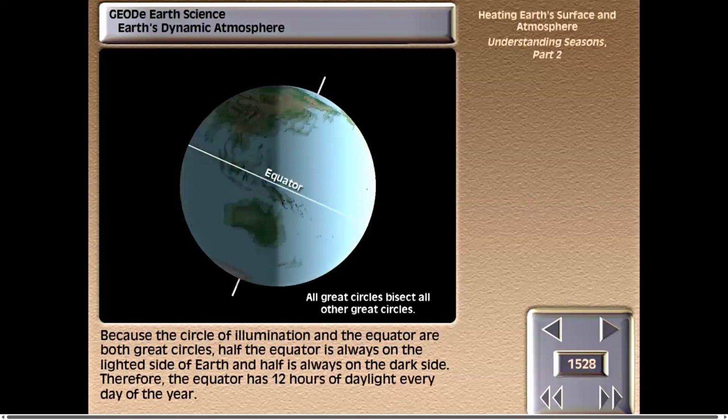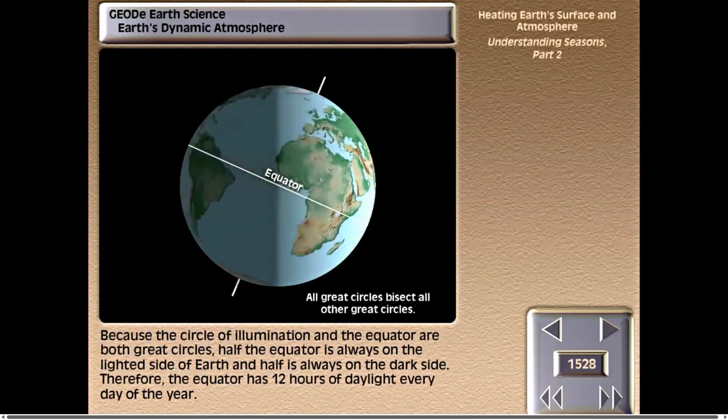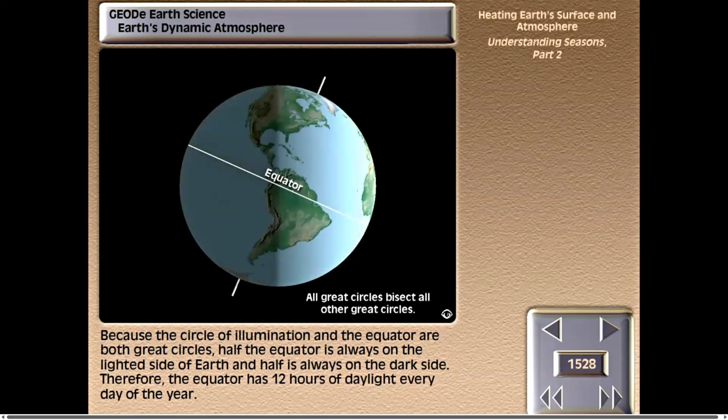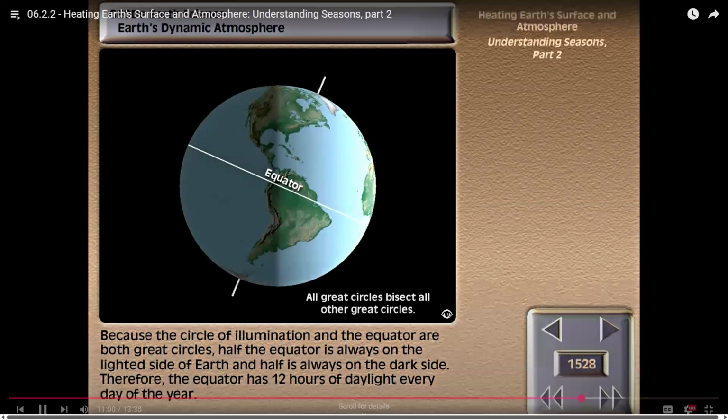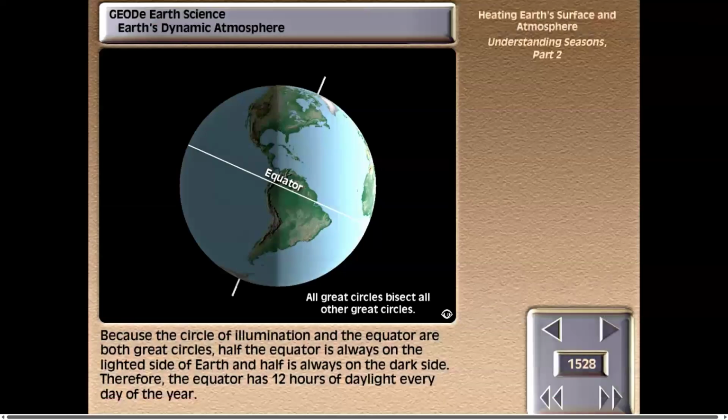Because the circle of illumination and the equator are both great circles, half the equator is always on the lighted side of Earth, and half is always on the dark side. Therefore, the equator has 12 hours of daylight every day of the year.